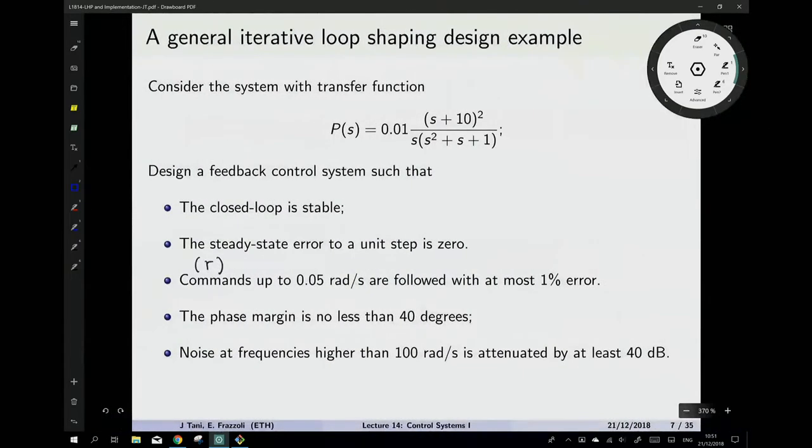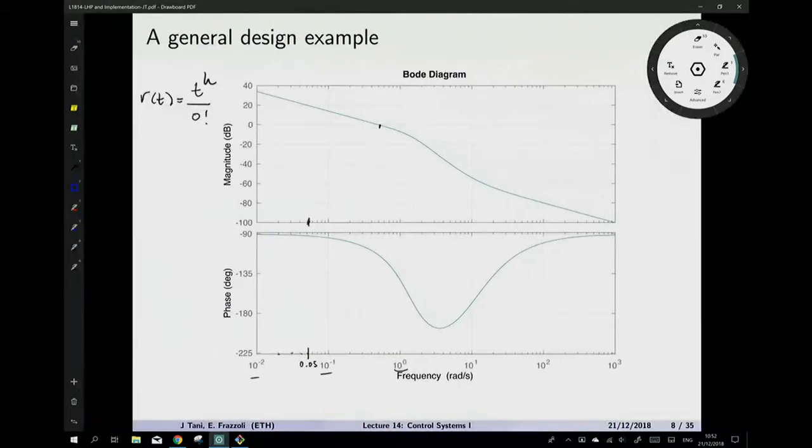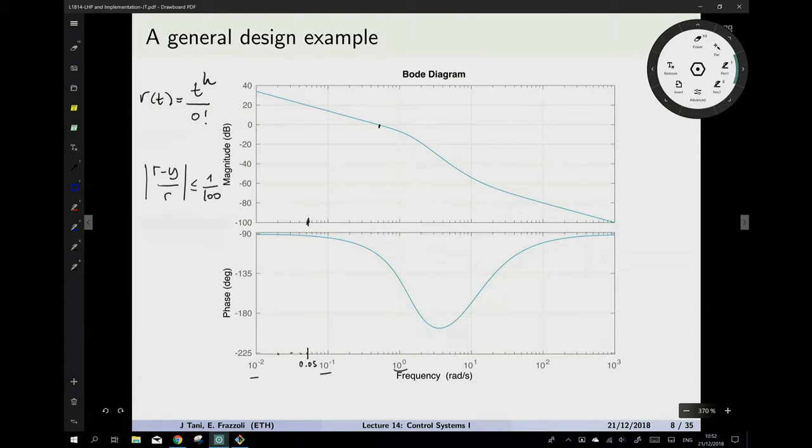I want to make sure we get it right. So commands up to 0.05 radians per second are followed with at most 1% error. This means that the r minus y divided by r, that is the relative error of the output and the command in percentage, divided by the reference, plus or minus doesn't matter, so the magnitude stands for that, has to be, at most, so less or equal than 1%. 1% is 1 over 100, right? So this is r minus y, it's e over r, less equal to 1 over 100.